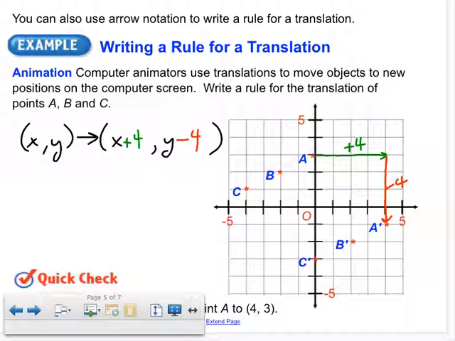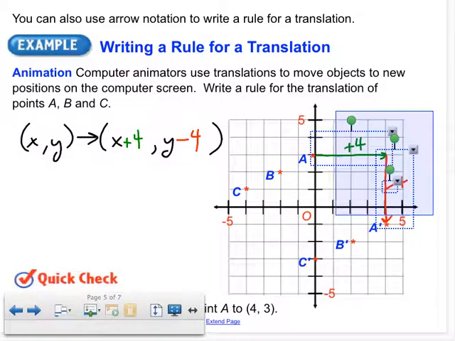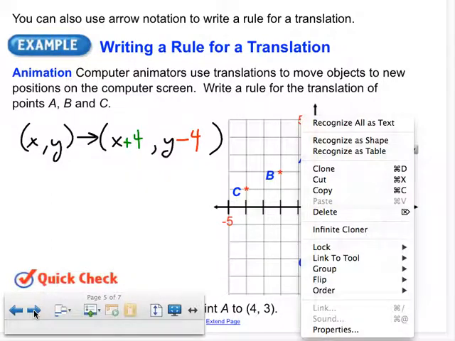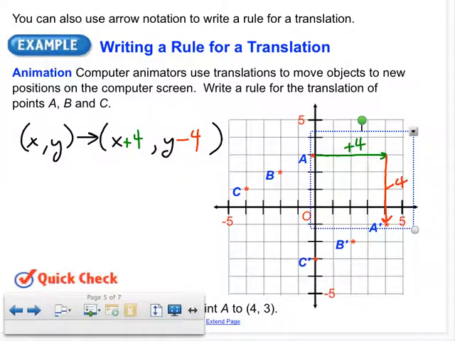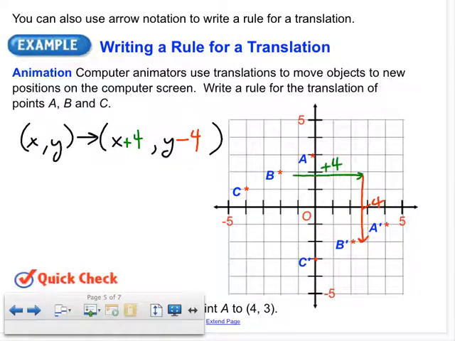And let me show you what I'm talking about. My rule works for every point, right? Doesn't it work for every point? Okay, so for any point I can find the translation or the transformation to get the image using that rule. Does that make sense? Any questions?